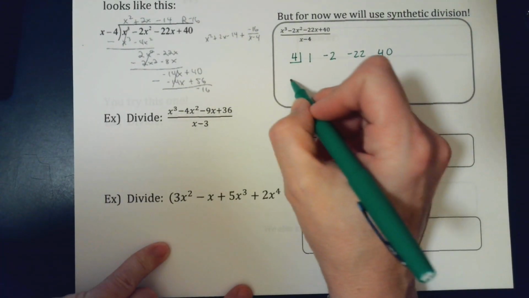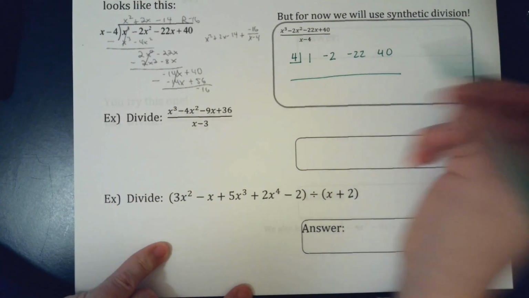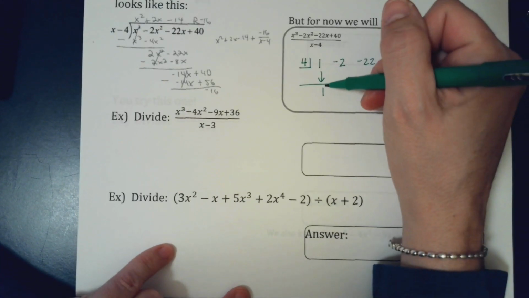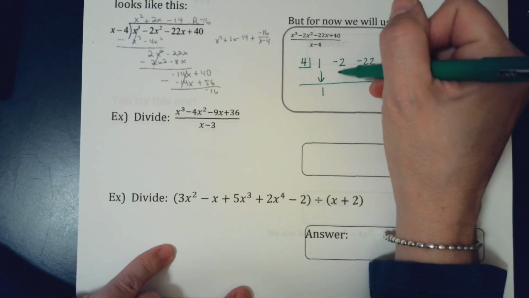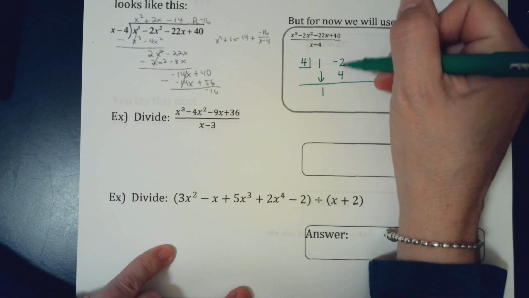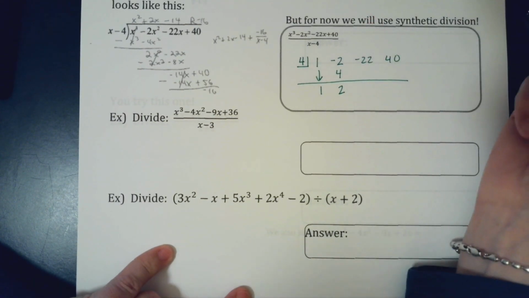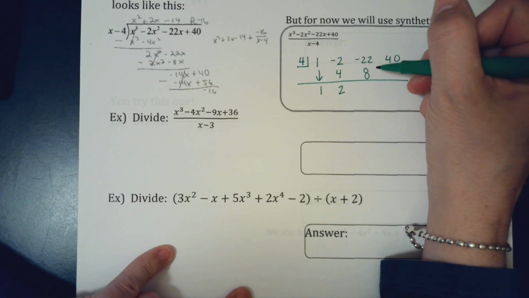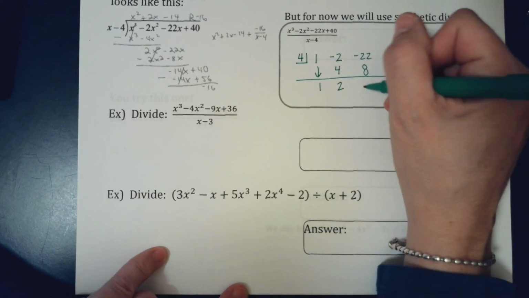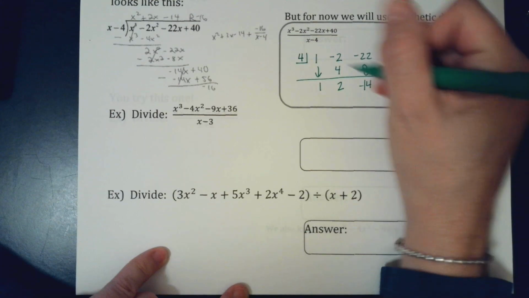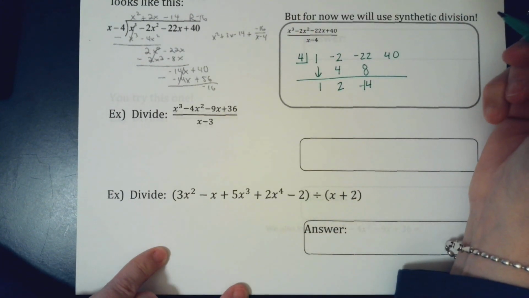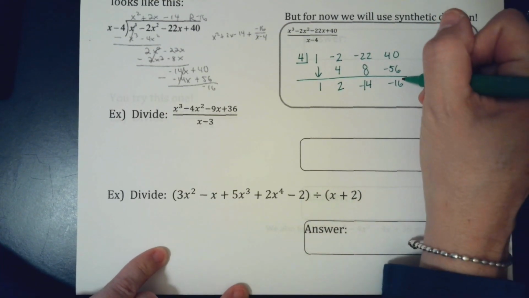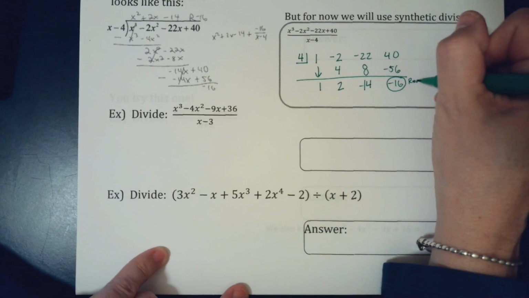Okay, leave a little space and draw a line, because we're going to write some numbers here. The first number always just comes straight down, so you put a 1. Then you multiply and add. So 1 times 4 is 4. This adds up: negative 2 plus 4 is 2. Then I do it again until I'm done. 2 times 4 is 8. Negative 22 plus 8 is negative 14. And negative 14 times 4, let's see, that's negative 56. Add that up, that's negative 16. So this number right here is your remainder.